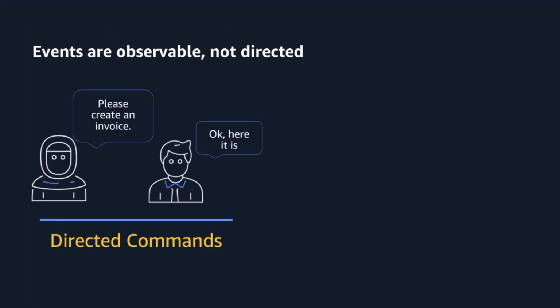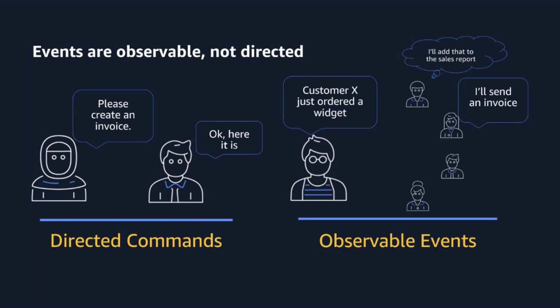Again, think of the coffee shop example here. In the previous tightly coupled APIs, we used directed commands, right? Whereas in an event-driven approach, you have observability. And so what's the difference between the two?